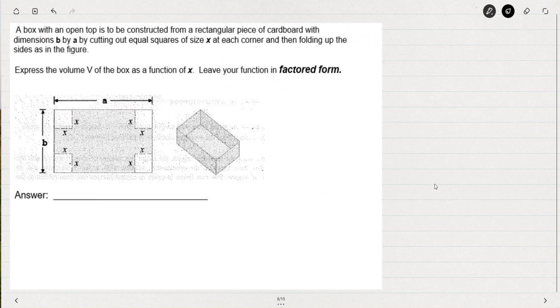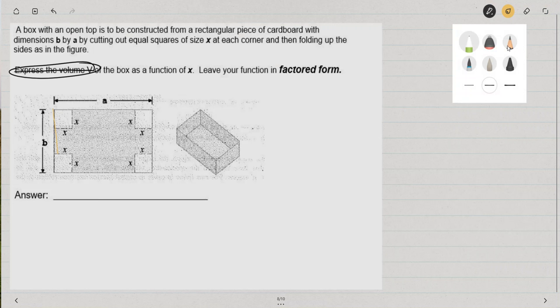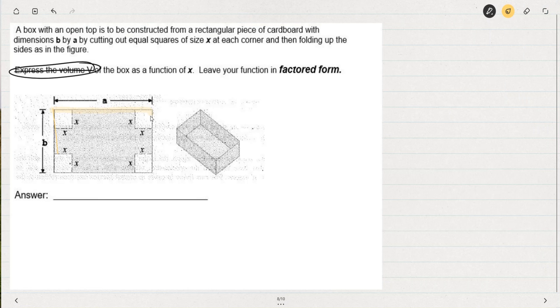Here's the example. A box with an open top is to be constructed from a rectangular piece of cardboard with dimensions B by A by cutting out squares of size X at each corner and then folding up the sides as in this figure. So far, what this example is asking us to do is just express the volume as a function of X. Let's make sure we understand what's going on here. Can you picture this rectangular cardboard?